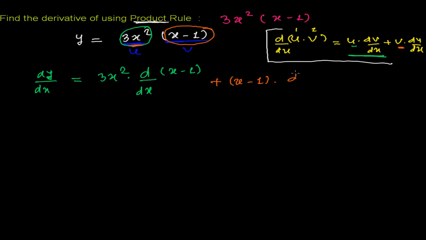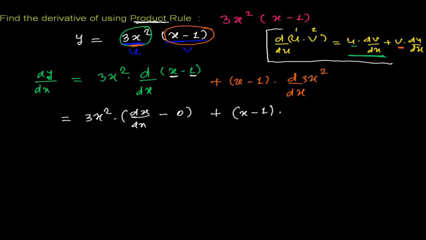I need to find the derivative of the first function, 3x squared, with respect to x. So 3x squared stays here. Now the derivative of x minus 1: you can use the sum rule. First the derivative of x, then the derivative of 1. The derivative of x is dx over dx, and the derivative of 1 is 0. Then plus x minus 1 as it is.